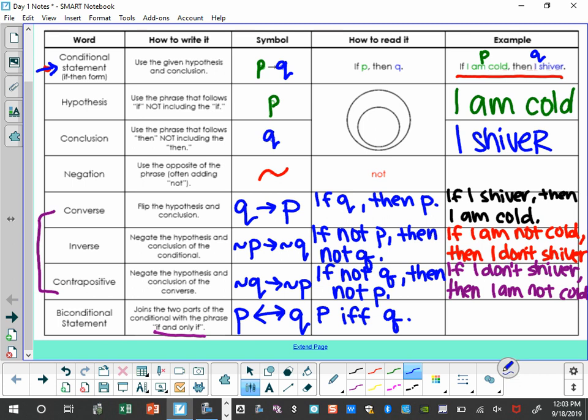Okay, the back part of this cheat sheet we're not doing right now because that's more of day 2. Okay, so just hang on to it. Everyone have this written down? All right, good.